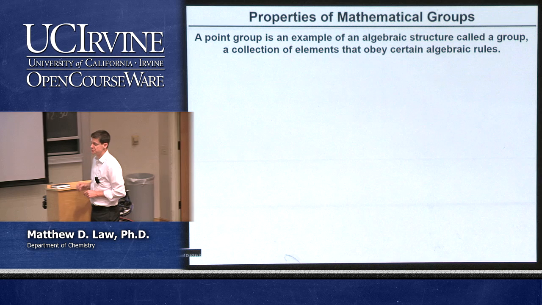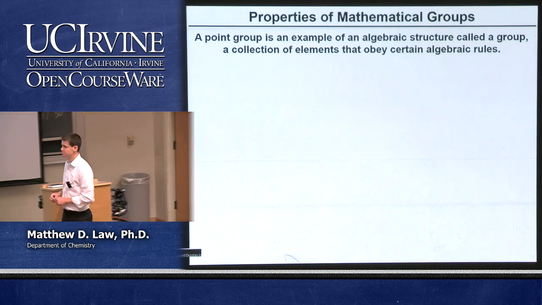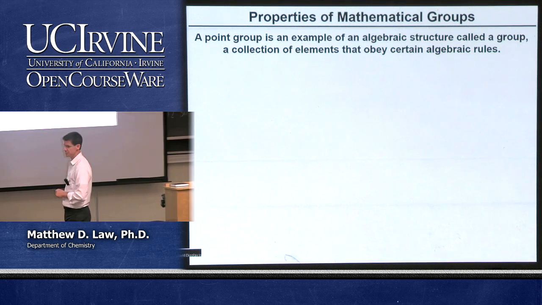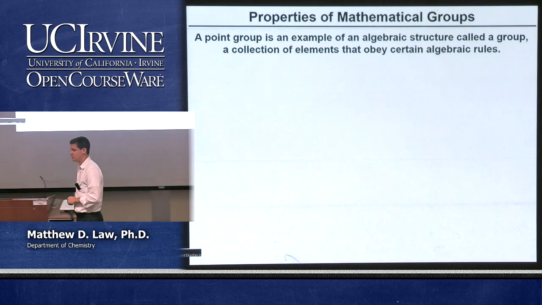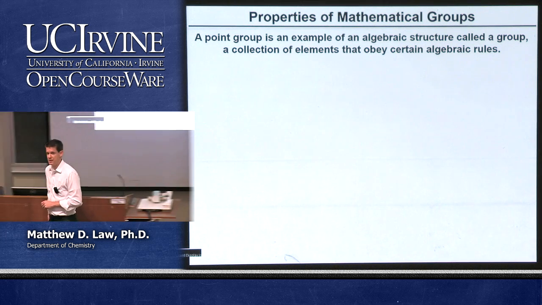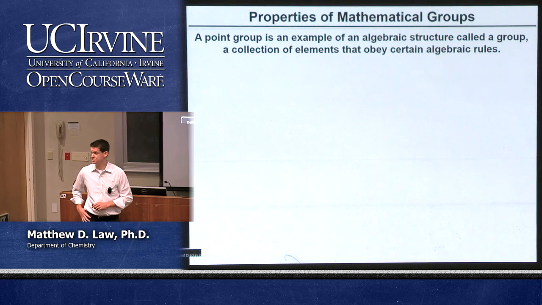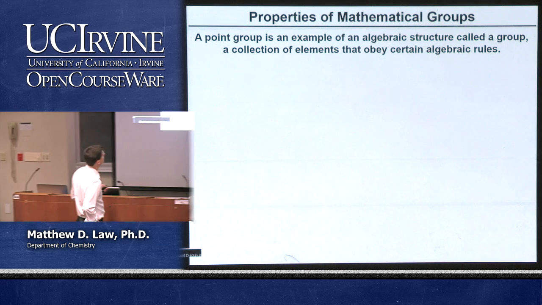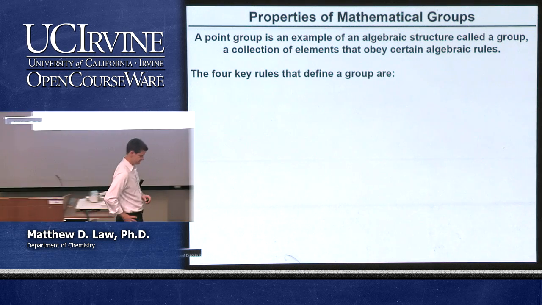So all of the point groups that we've talked about so far are examples of an algebraic structure called a mathematical group. Okay? The definition of a group is fairly abstract. It's a collection of elements that obey certain algebraic rules. And the rules that these different elements obey give rise to the properties of mathematical groups. It turns out that these properties are very important for chemistry.